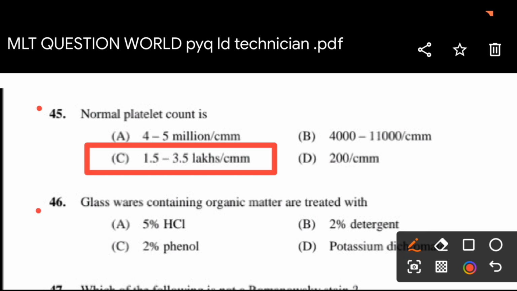Next. Glasswares containing organic matter are treated with 5% HCl, 2% detergent, 2% phenol, potassium dichromate. The right answer is potassium dichromate.